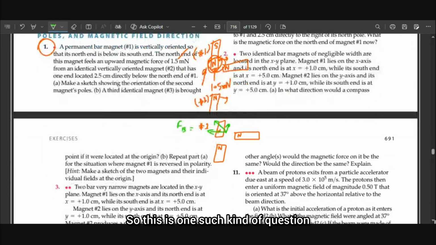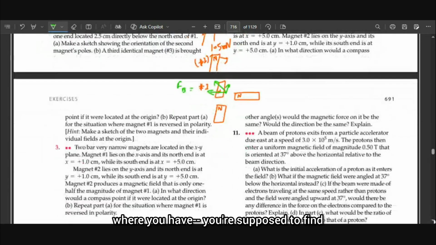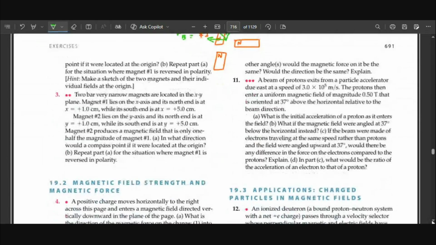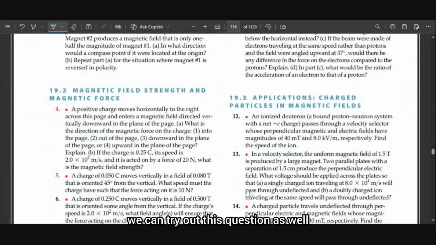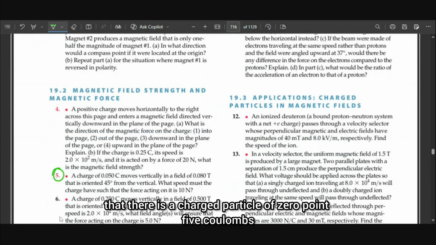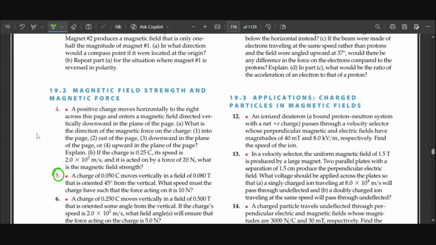So this is one such kind of question where you're supposed to find out the direction of net force. Apart from this, we can try out this question as well. Question number fifth. The question says that there is a charged particle of 0.5 coulombs moves vertically in a field of 0.08 Tesla. So there is a charged particle, it is moved in the direction vertical to the field. So field must be like that.